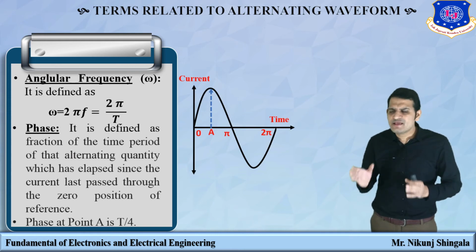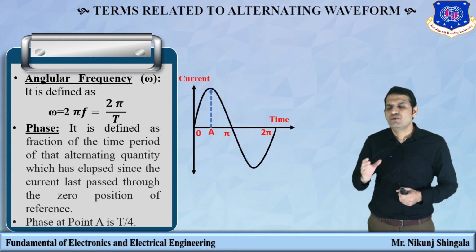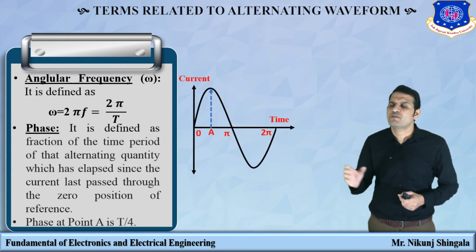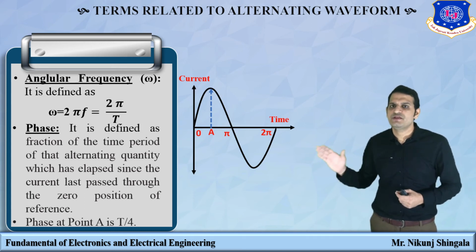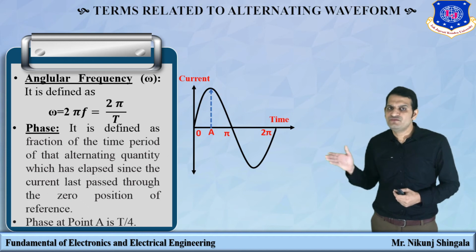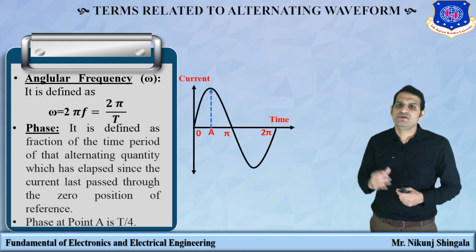The next one is what? Phase. What is the simple definition of phase? Position with respect to some reference point. Here one signal is there which is starting at the 0 origin. So this is the reference signal. Now position with respect to this is nothing but the phase.